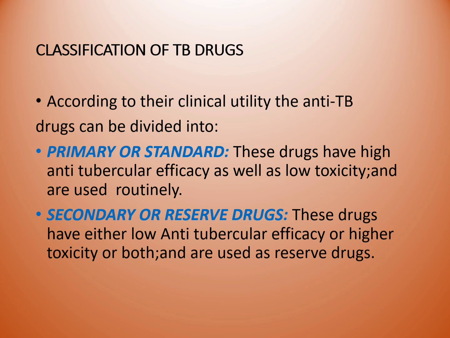Primary drugs. These drugs have high anti-tubercular efficacy as well as low toxicity and are used routinely. Secondary drugs. These drugs have either low anti-tubercular efficacy or higher toxicity or both and are used as reserve drugs.